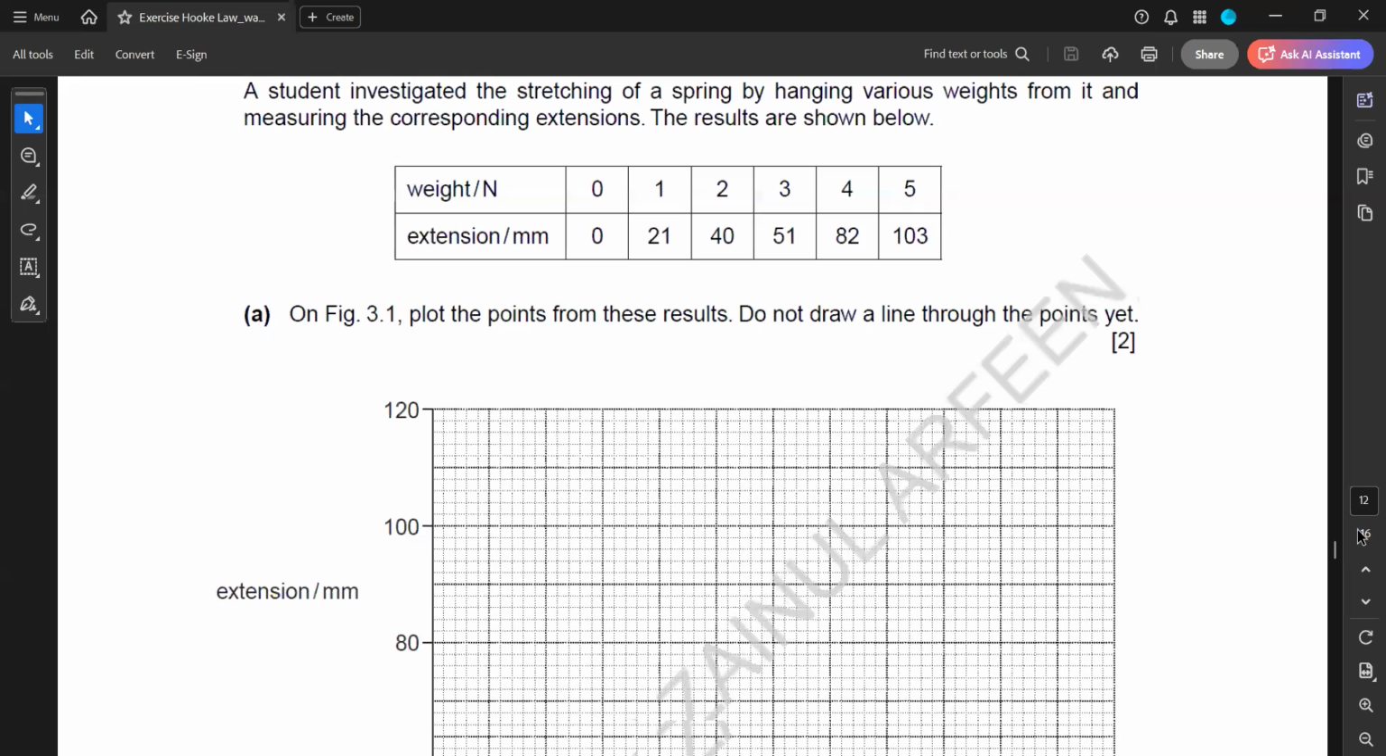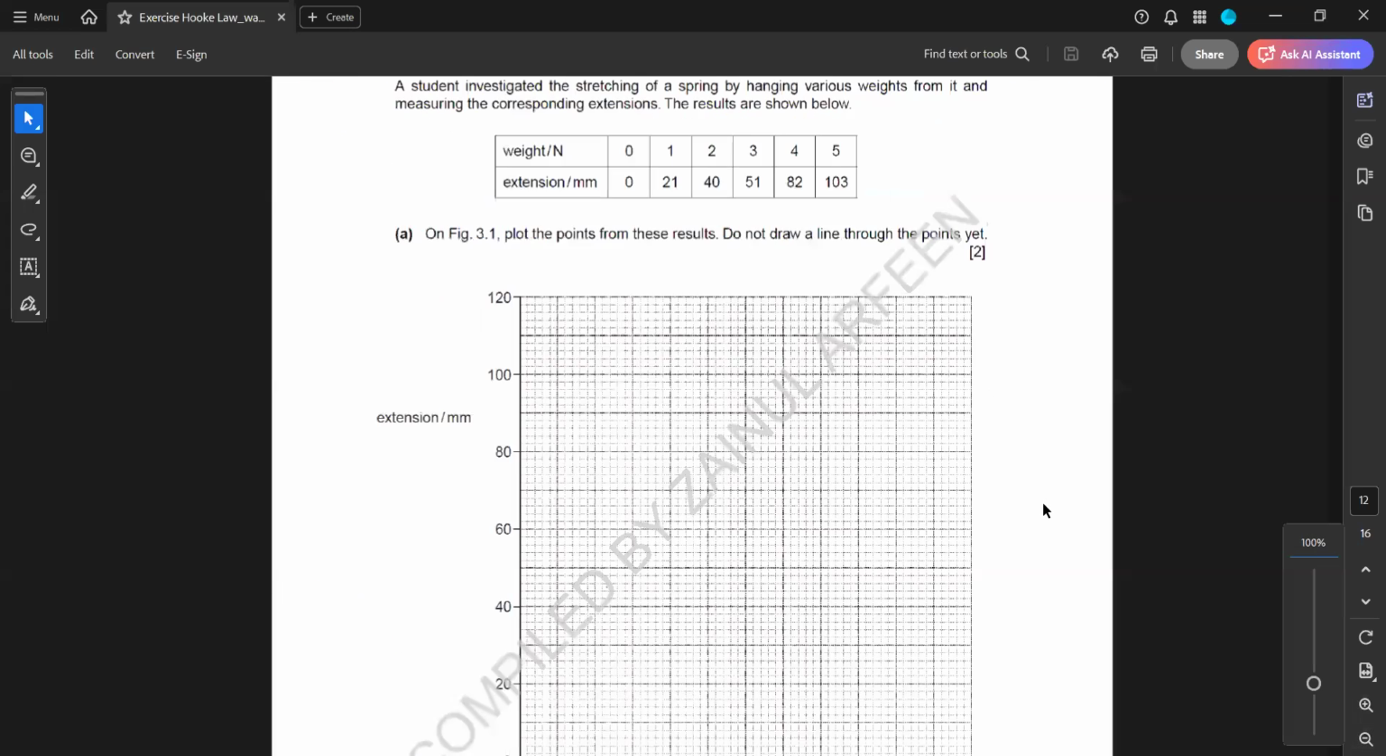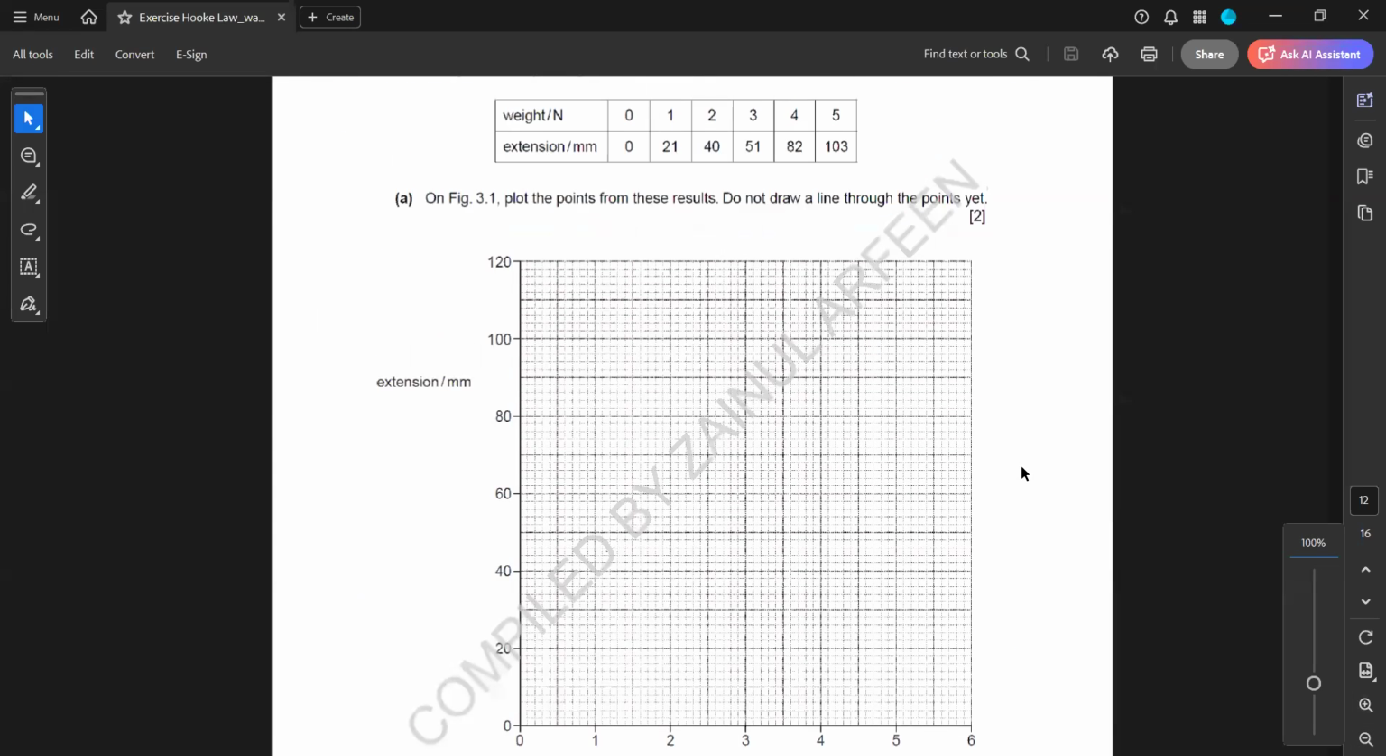First thing, you have to sketch a graph, plot a graph here, but you are not supposed to draw a line. They mentioned do not draw the line through the points. So first we will mark the points. When the weight is 0, the extension is also 0. So that's the first point. Then when the weight is 1, the extension is how much? 10 boxes equals 20, so each is representing 2. So this will be 2. Then we have 2 and 40. Then 2 and 40 is there.